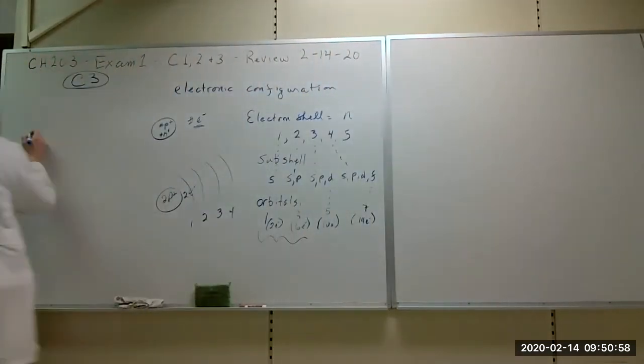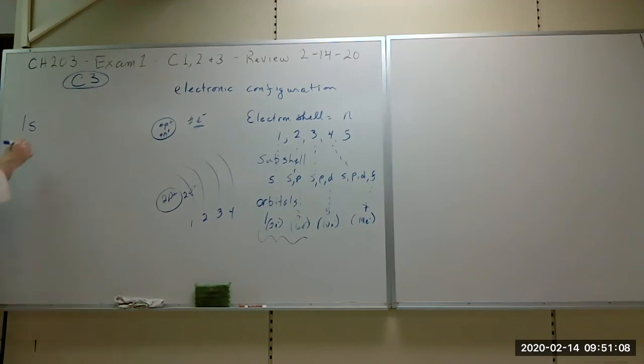So first you put the shell number, then you put the subshell letter, and then you put how many electrons there are in it. Okay, so 1s2 means helium, because it only has two electrons.